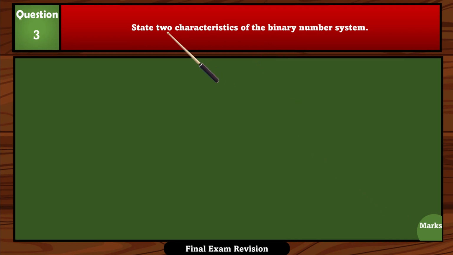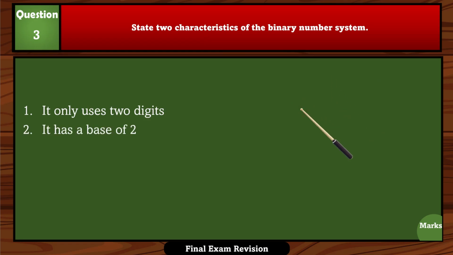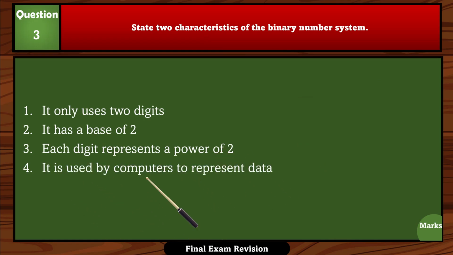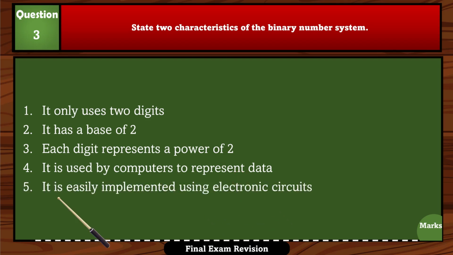Question number 3, state two characteristics of the binary number system. Here you can see the first one is it only uses 2 digits. It has a base of 2. Each digit represents a power of 2. It is used by computers to represent the data. It is easily implemented using electronic circuits.